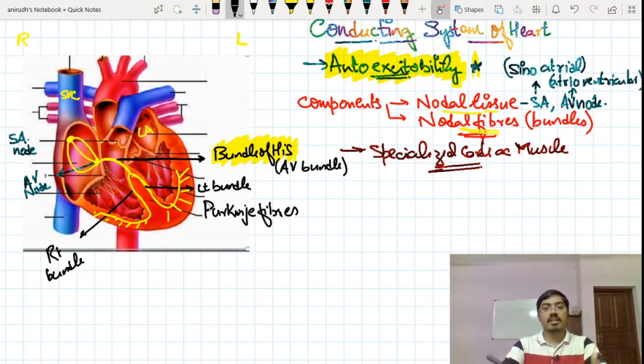These will spread into the ventricle, giving branches to the ventricle. All these things together are called Purkinje fibers. So this is how the whole nodal fibers are arranged inside the heart. This is the conducting system of the heart.